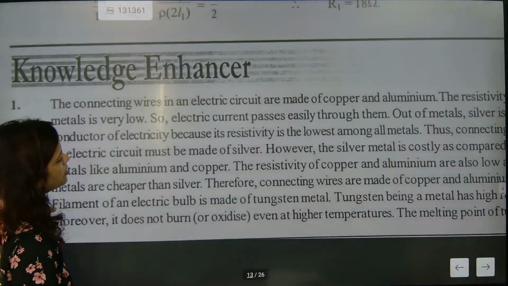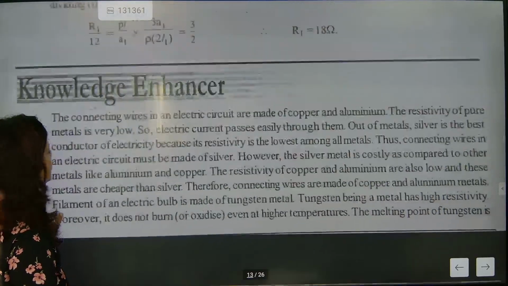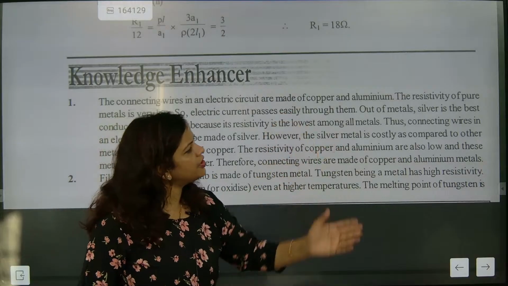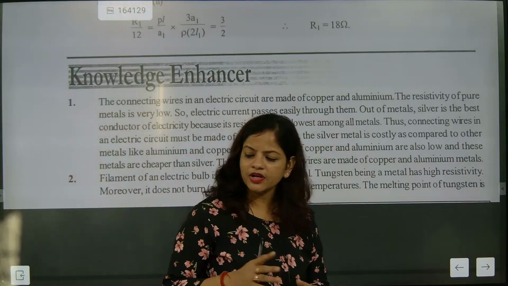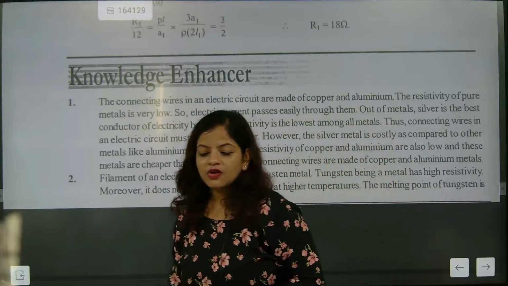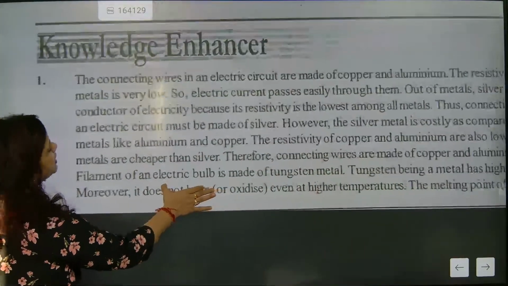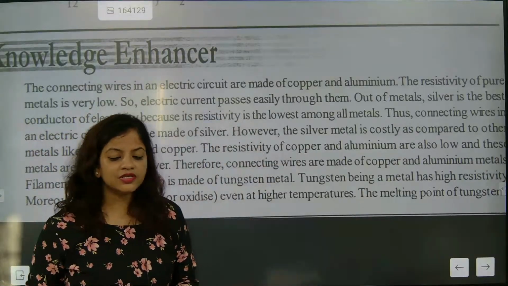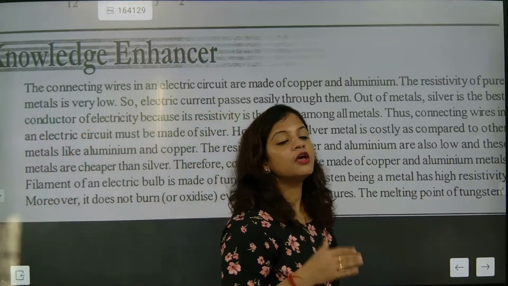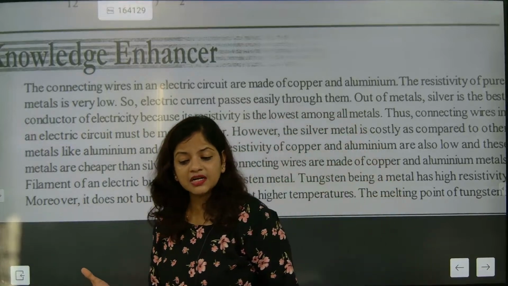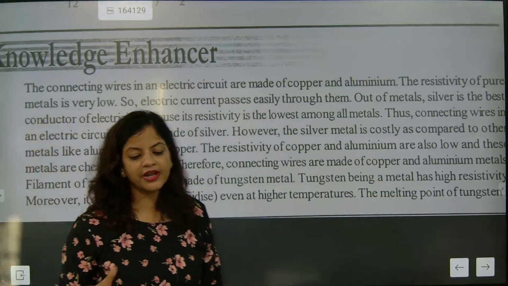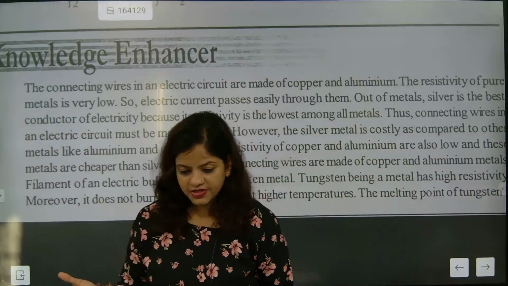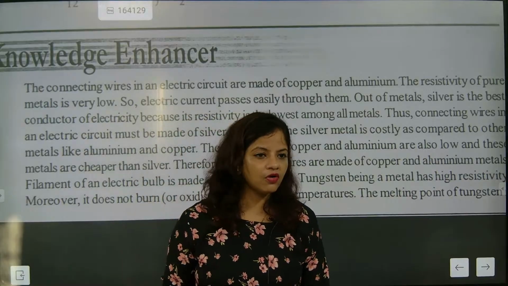So now we are going to talk about the connecting wires in an electric circuit, which are made of copper and aluminum. Why are we not using silver? We are not using silver because, although it is the best conductor, it is very expensive, and for kilometers and kilometers we cannot use silver.